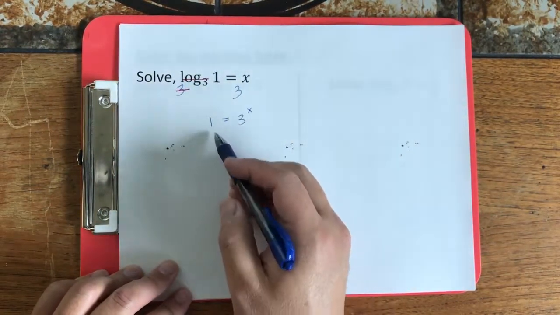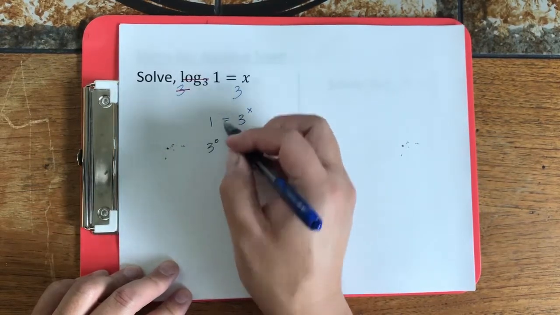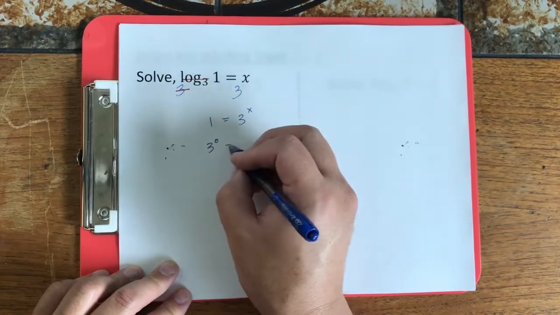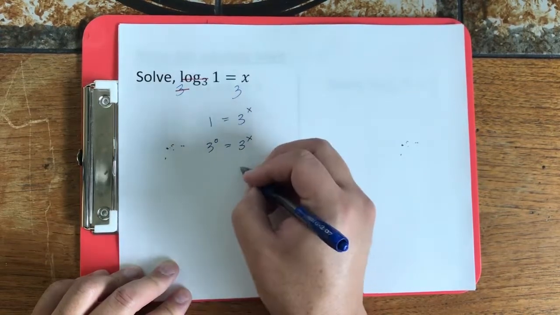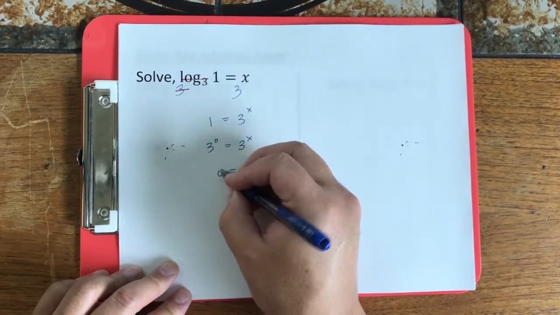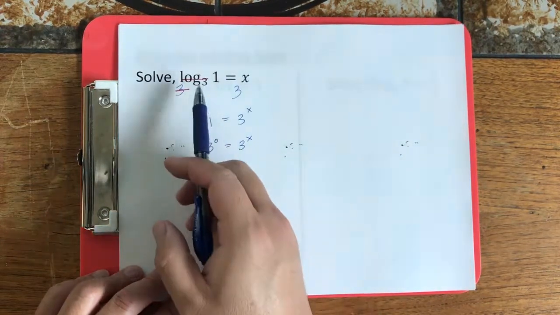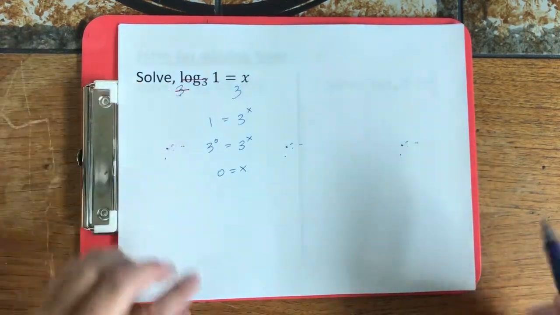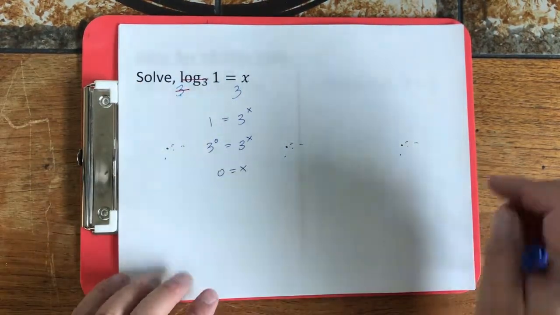Now, here's the little trick. 3 to the 0 is equal to 1. In fact, anything to the 0 power is equal to 1. And now we get x is equal to 0. Now, just so you know, log of 1 of any base will always be equal to 0. But in case you can't remember that, now you can figure it out.